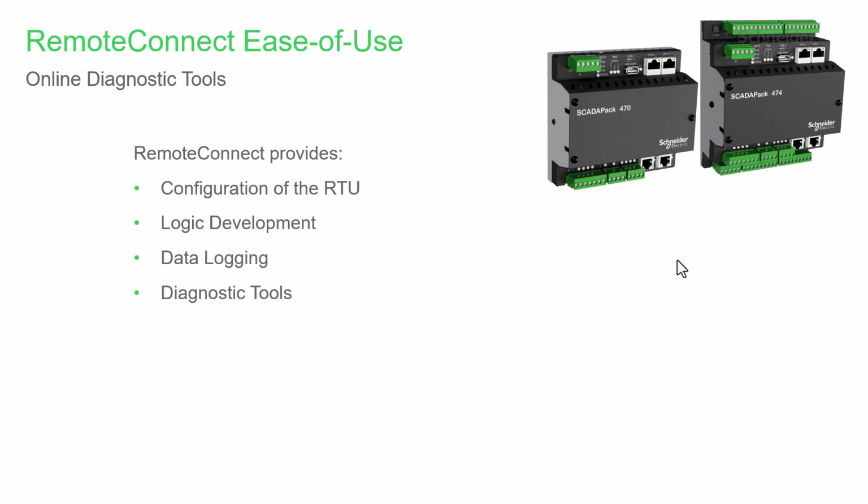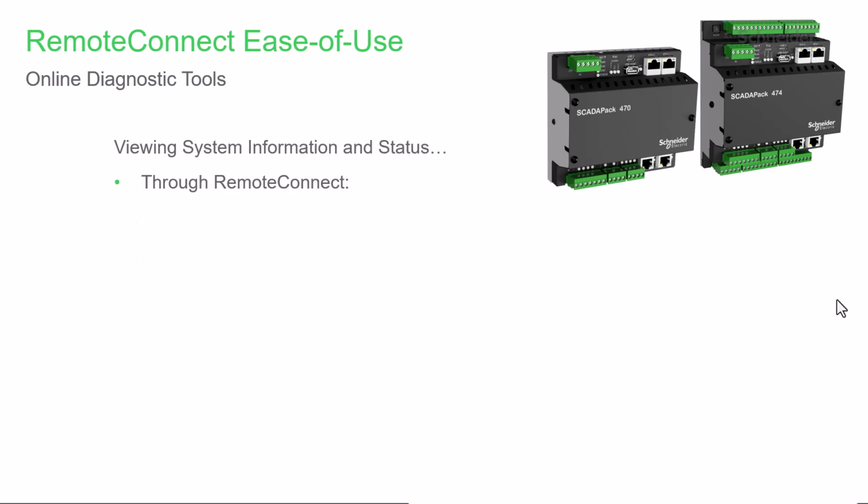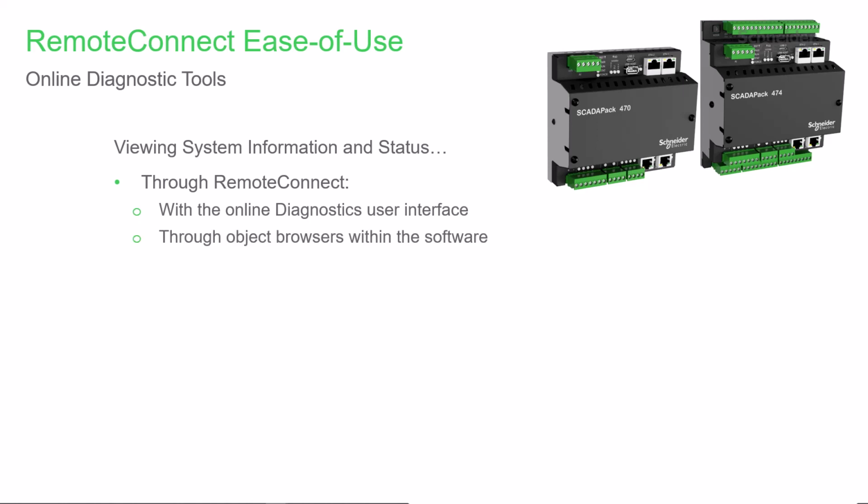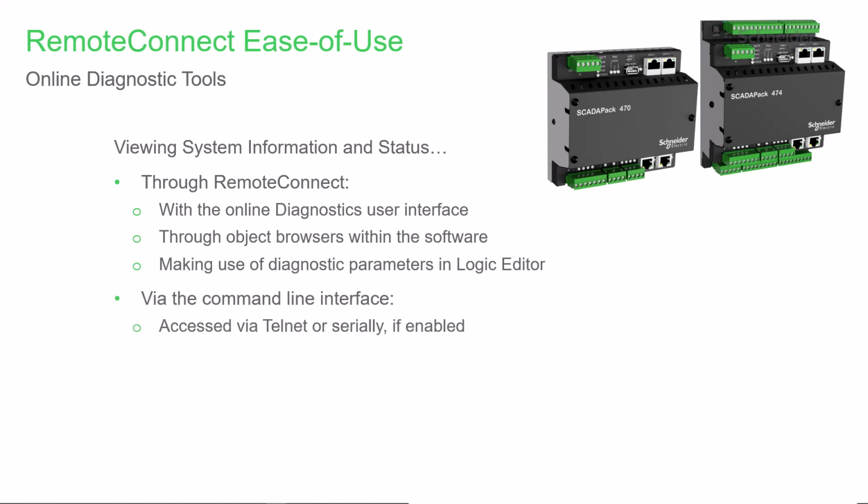Diagnostic functions may be performed locally through any of the communication ports, including USB, Ethernet, and serial, or remotely through serial or TCP networks and modems. RemoteConnect allows you to view system information and status from the Online Diagnostics user interface, through object browsers within the software, and to make use of diagnostic parameters in the logic editor. Also, diagnostics may be viewed using the command line interface, which can be accessed via telnet or serially if enabled.